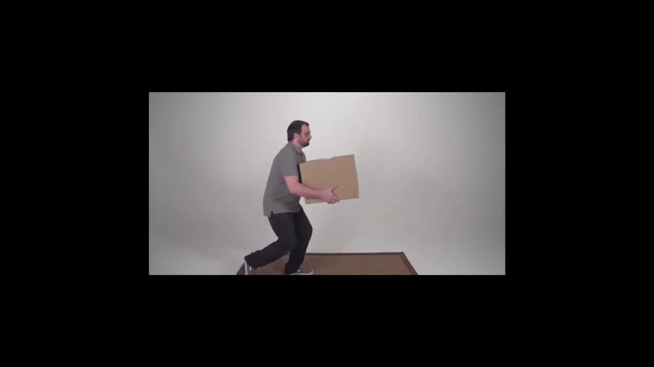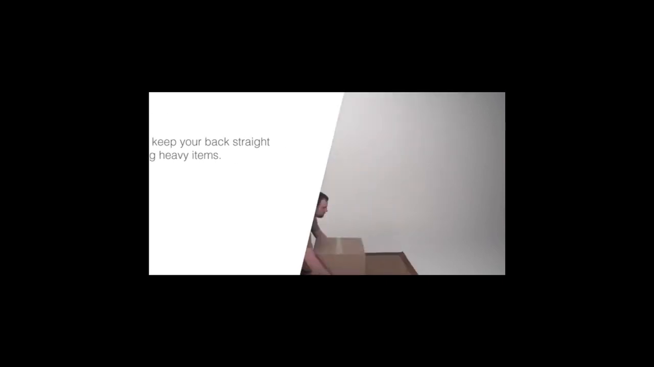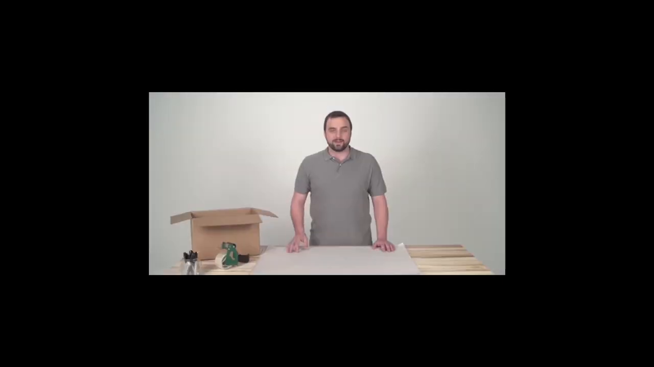When you're ready to put the box down, bend your legs and kneel like you did when you lifted it. Keep your back straight, and once it's securely on the surface, release your grip and stand up. And now you have successfully lifted a heavy box.